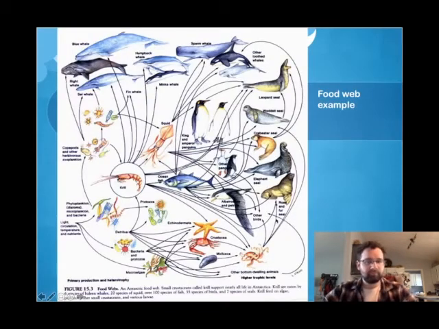Here's an example. So these are just a bunch of food chains, right? This one's a little bit more complicated. Our producers are these phytoplankton down here, these algae. Those are our producers, right? So they're at the bottom of the food chain. They're the producers. These krill are eating them, so they'd be a primary consumer.